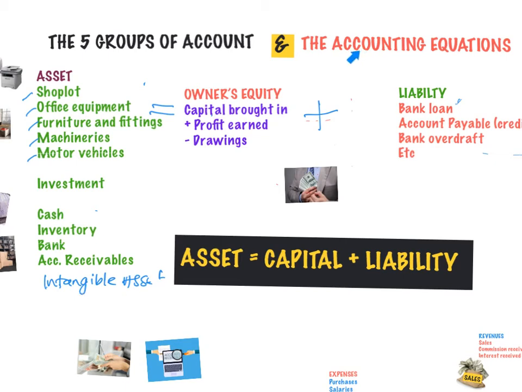So that's how we come to get the accounting equation. This is your first accounting equation, which is asset equal to capital plus liability. I hope that you can see now how we derive the first accounting equation, which is what we call the basic accounting equation. Always remember that asset will always be equal to capital plus liability.